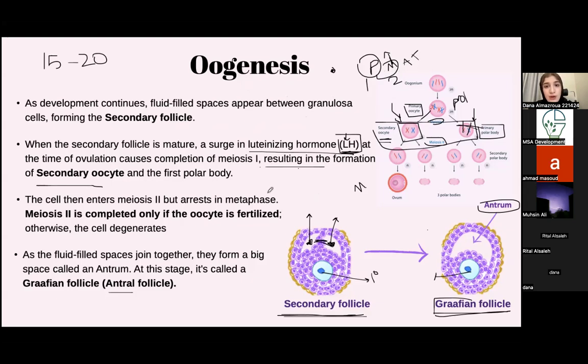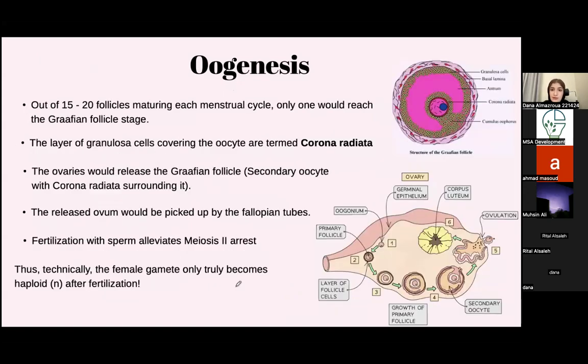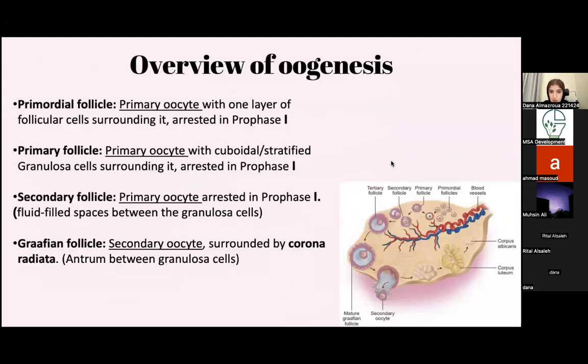Each month, a new Graafian follicle is formed and stuck in metaphase 2. Yes, exactly. Each month, when there's a menstrual cycle, it's the time of ovulation, the Graafian follicle is formed. Someone is asking, does the secondary follicle contain a secondary oocyte? No. The secondary follicle contains a primary oocyte. And I have it written for you here so that it doesn't confuse you.